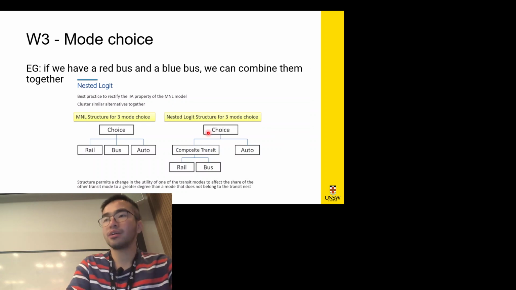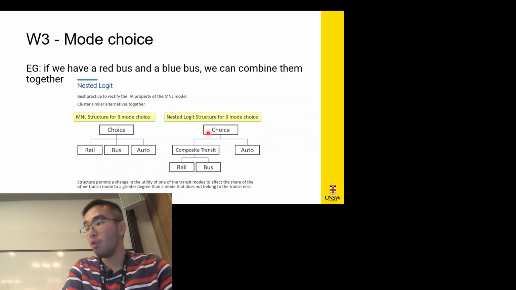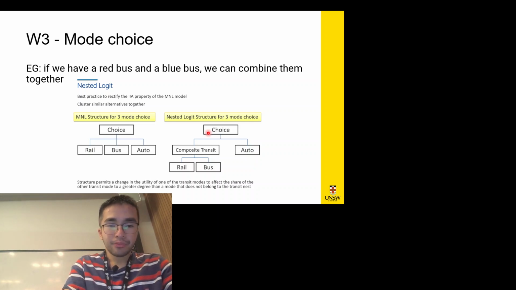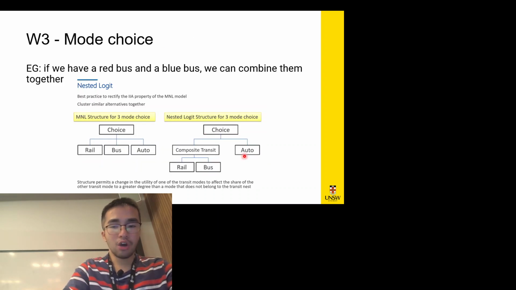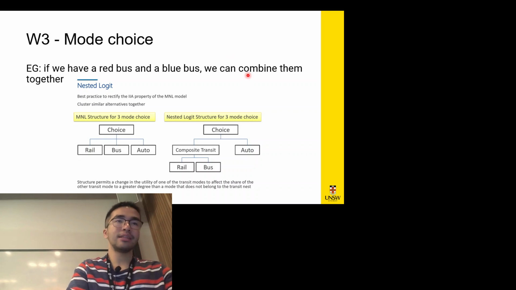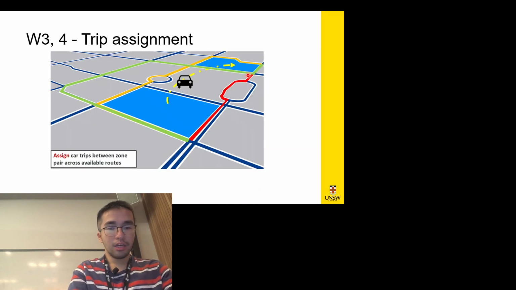They may ask you that question in the final exam or the midterm quizzes. You also have that as well. I think Divya will go over that. But basically, if you have a red and blue bus, you need to combine them together because basically they're the same thing and the model's not 100% accurate.